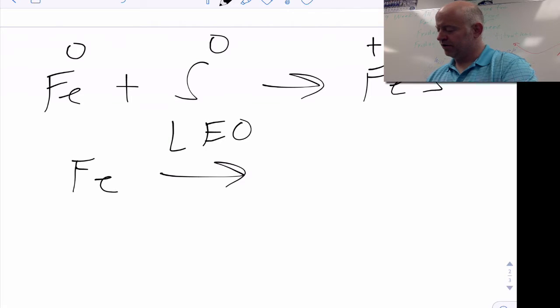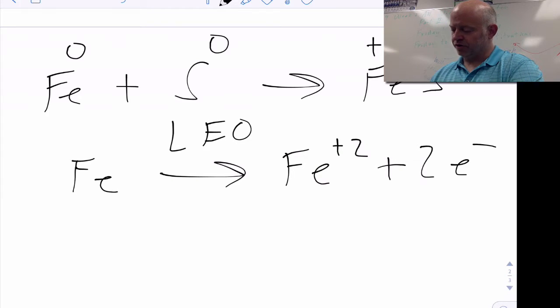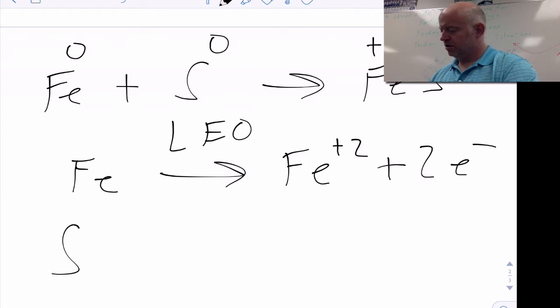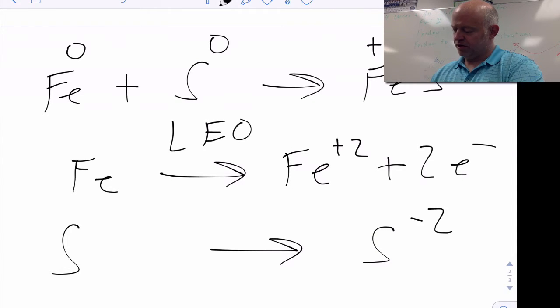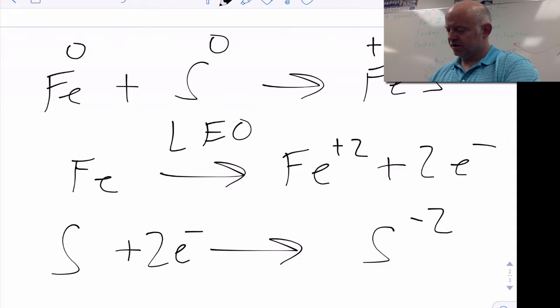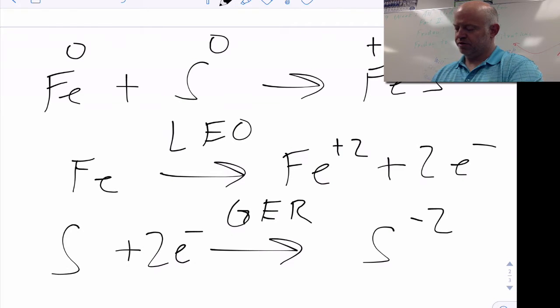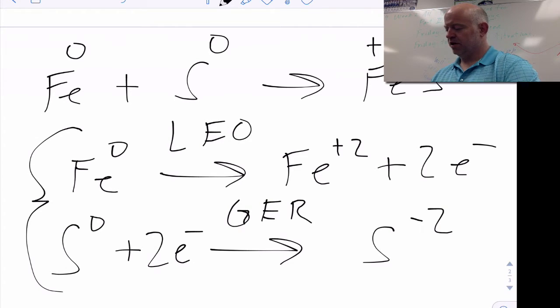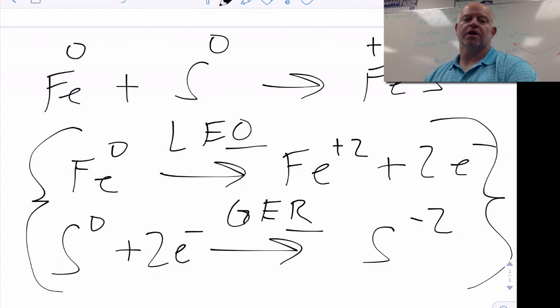So the iron ended up being iron 2+ plus 2 electrons. The sulfur went from a 0 to sulfur as a -2. So the sulfur had to gain 2 electrons, because it was gaining electrons, to be reduced. Both were zeros, gain 2 electrons, become sulfur 2-. If we had to write up the half reactions, these right here are your half reactions for the oxidation of the iron and the reduction of sulfur.